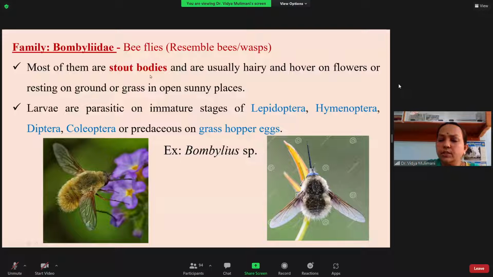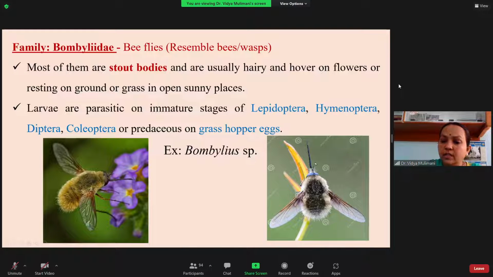Most of them are stout bodied, and they have hairs, and they hover on the flower, resting on the ground or the grass in open sunny places. That means they also need bright sunlight. The larvae are parasitic on the immature stages of the Lepidoptera, Hymenoptera, Diptera, Coleoptera, and they are also predaceous on the eggs of grasshoppers. Here it is not a parasite; it is feeding on the eggs externally. That is why we call it predaceous on the grasshoppers.